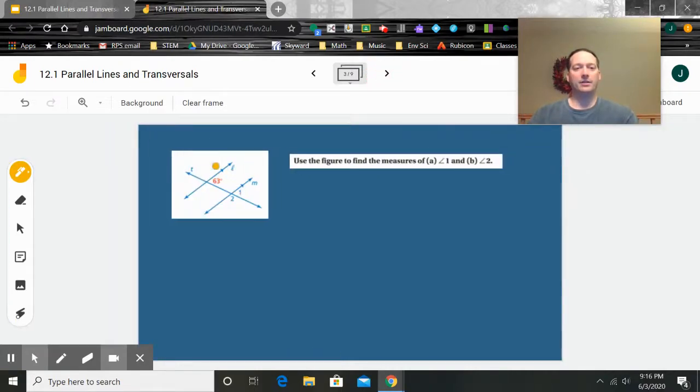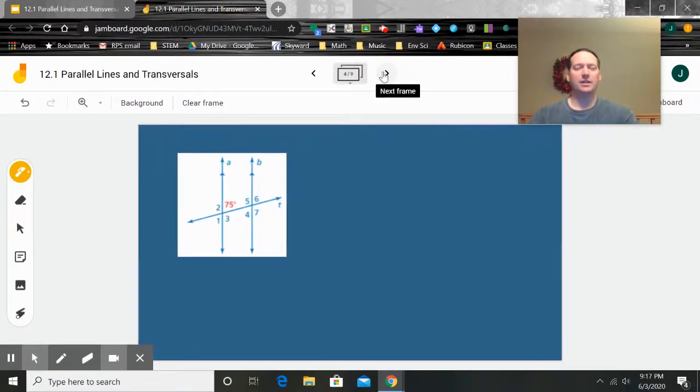Okay, so here are parallel lines, L and M. The transversal is T. So we need to find angle 1 and 2. Well, angle 1 is corresponding to 63, so that has to be 63 degrees. 1 and 2 are supplementary. That would be 117 degrees. Okay? It's really not that awful, is it?